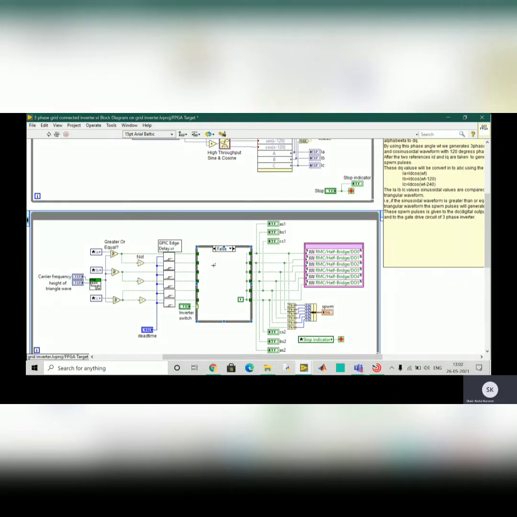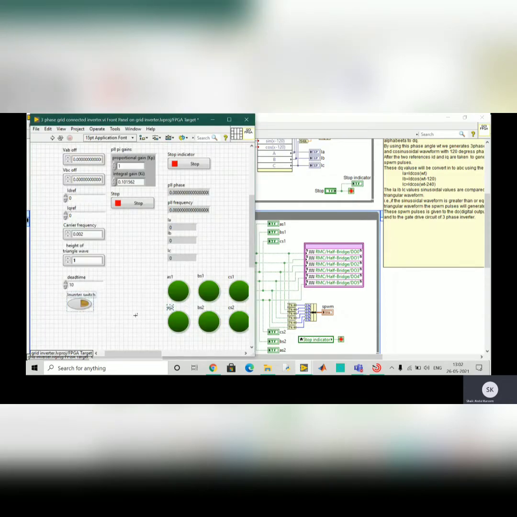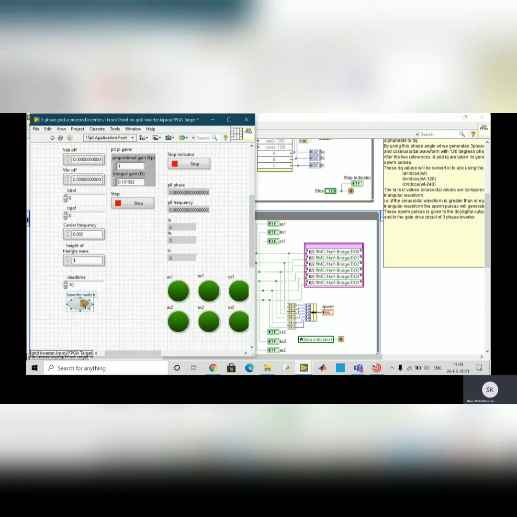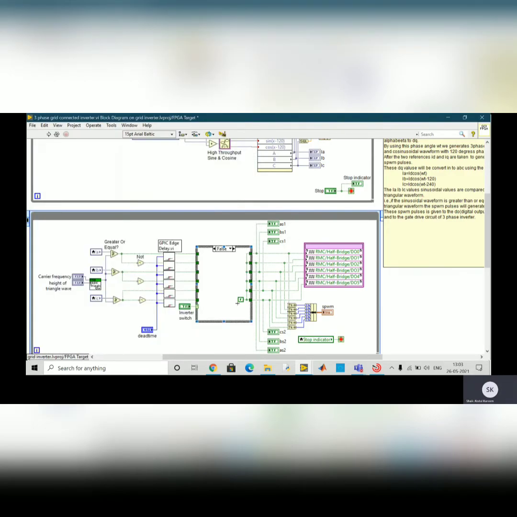The control of the case structure is performed using the inverter switch. So initially the inverter switch is in off position. That means the case structure is in false state. So during the false state, no pulses will be passed through this case structure. So when the inverter switch is turned on, this case structure changes from false to true state. During the true state, all the pulses are passed through the case structure to the digital output pins of sbRIO.